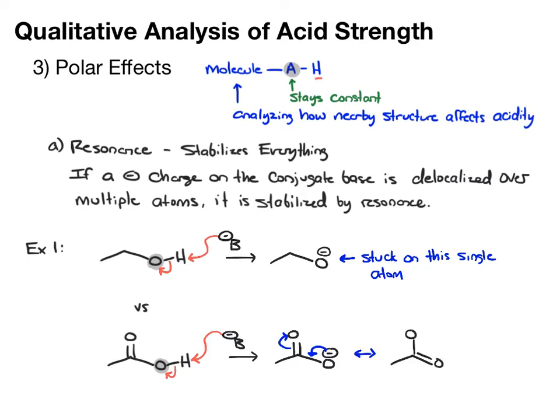And we can draw a second resonance structure. So this negative charge is delocalized over 3 atoms. That means the conjugate base here is more stable compared to the less stable conjugate base up here. The more stable conjugate base comes from the stronger acid.